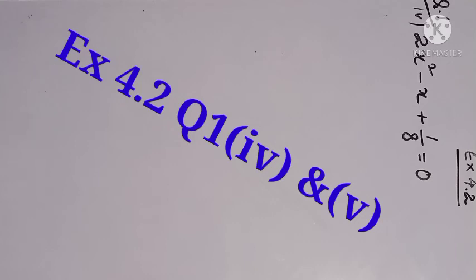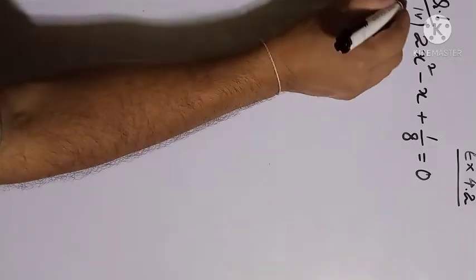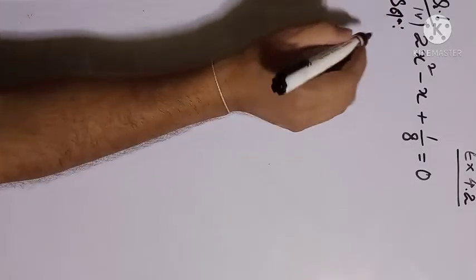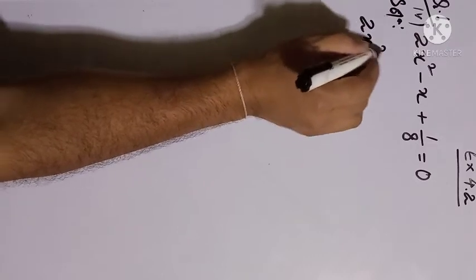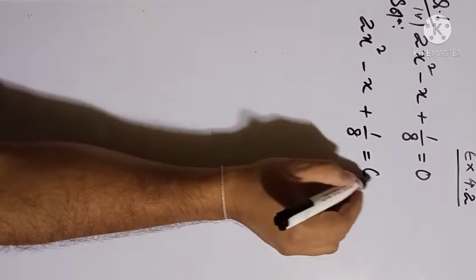Okay, we have question number 1, Roman figure 4. Twice x square minus x plus 1 by 8 equal to 0. Solution. Twice x square minus x plus 1 by 8 equal to 0.